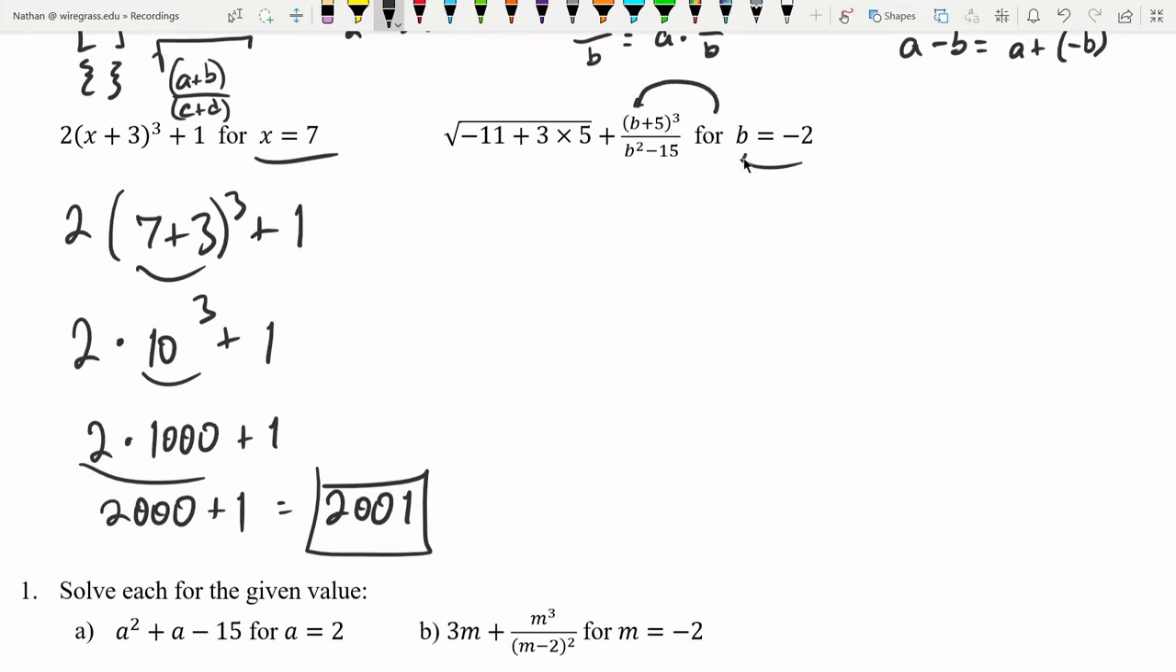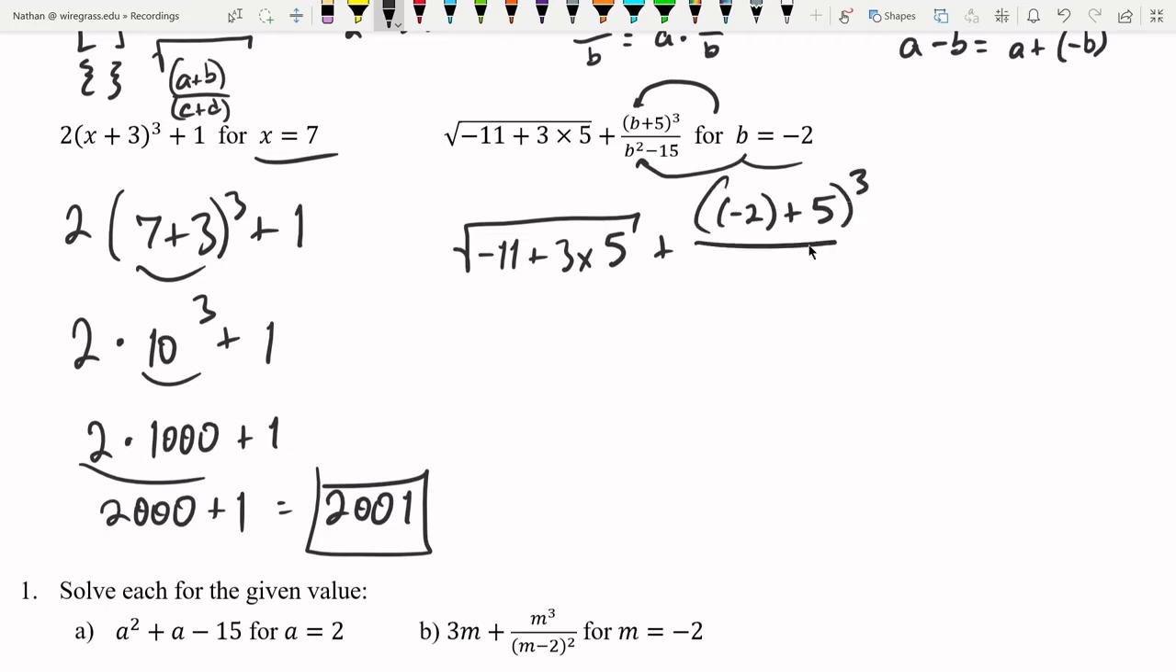Okay, for the next one, we have b. B we can plug into this expression and simplify. So we have negative 11 plus 3 times 5 plus, whenever you plug something in, plug it in parentheses, because that tends to make it a little bit clearer what's happening. Sometimes things can get confusing.